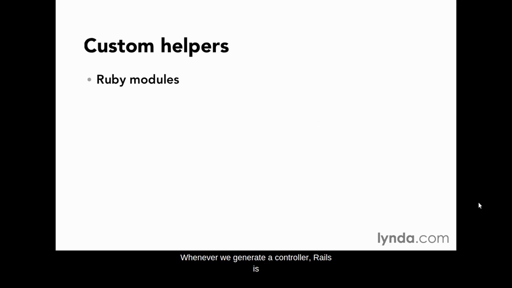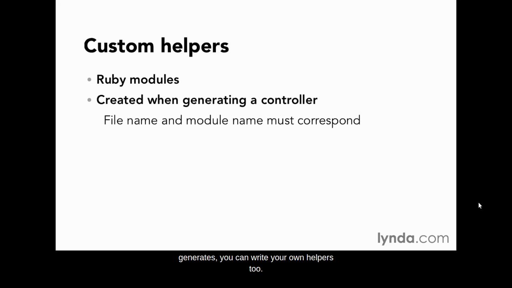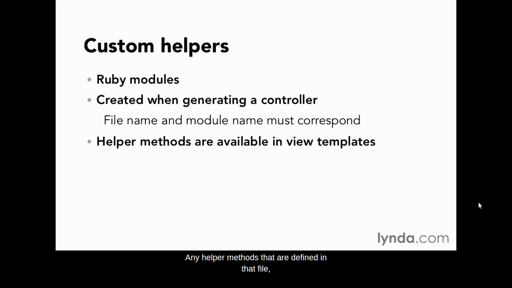The helpers are methods defined inside Ruby modules. Whenever we generate a controller, Rails is going to generate a helper file to match. There's nothing magic about that file that it generates. You can write your own helpers too. Just make sure that the file name and the helper's module name match. Any helper methods that are defined in that file will be available for use in our view templates.